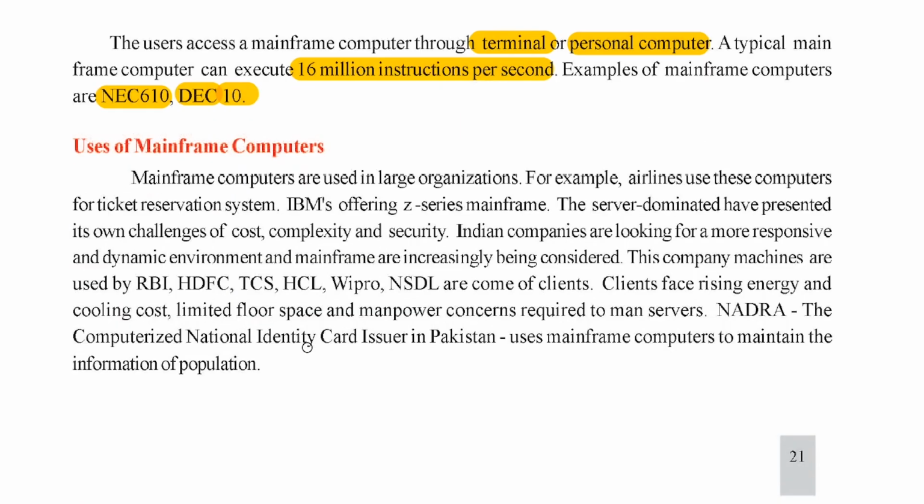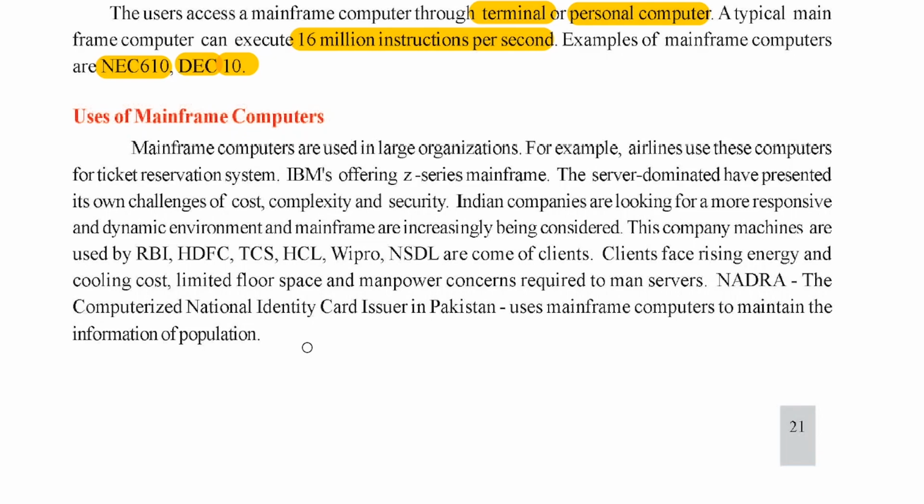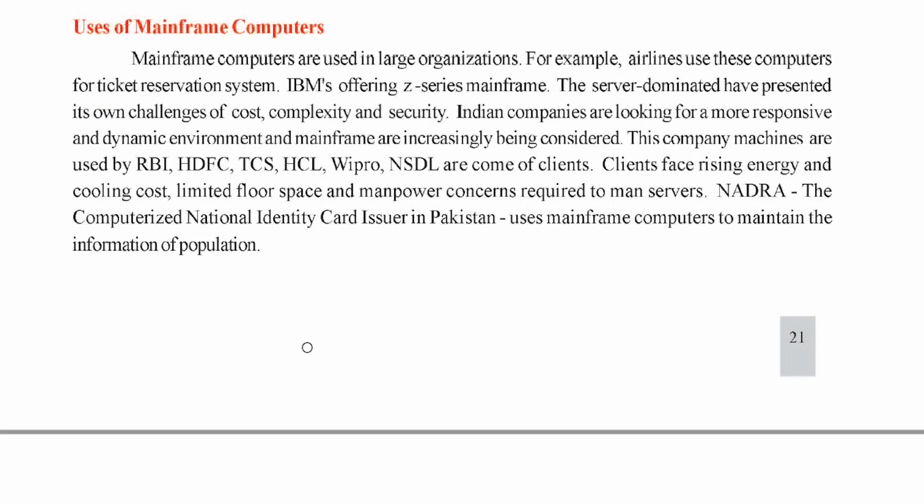Now let us learn about the usage of mainframe computers. Mainframe computers are used in large organizations, as I told you. Because it handles 16 million instructions per second and 50,000 people at the same time, the company has to be very big. For example, airlines use these computers for ticket reservation systems. You might have seen that ticket reservation is done using computers.